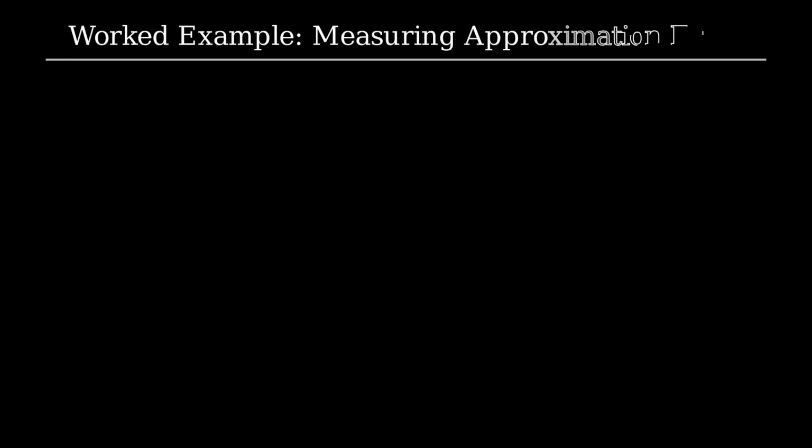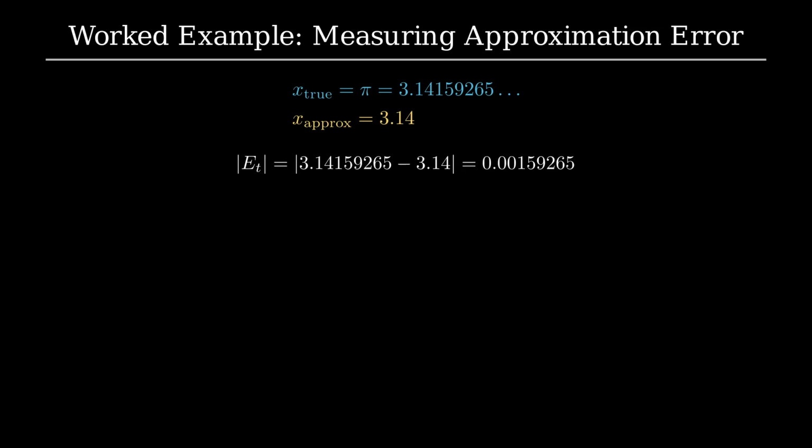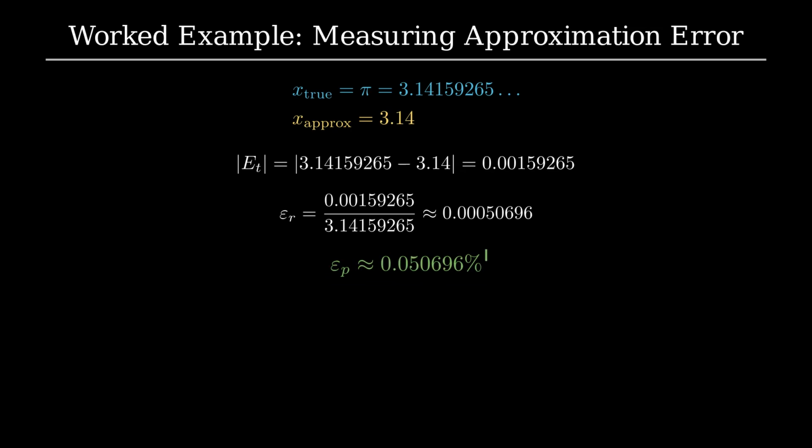Let the true value be pi, and let the approximation be 3.14. First subtract the two values and take the absolute value. Next divide the absolute error by the true value. This gives a relative error of approximately 0.000507. Multiplying by 100 gives a percentage error of about 0.05%. This small percentage explains why 3.14 is often useful.